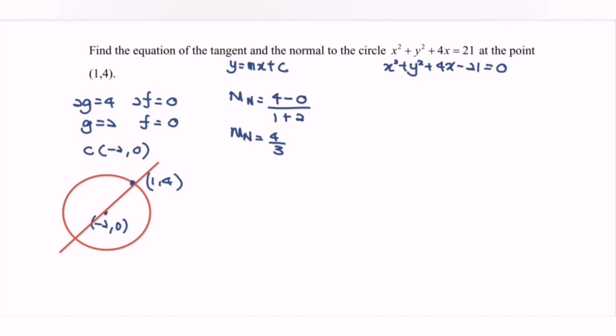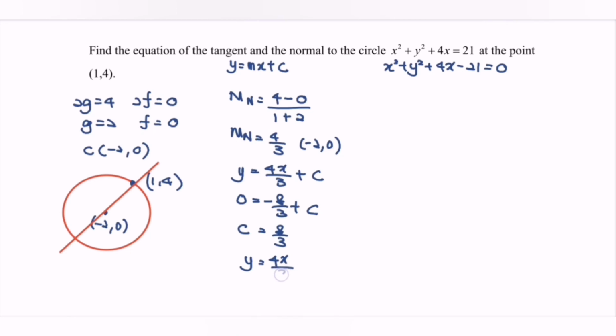Next, what we have to do is to find the equation of the normal. Gradient 4 over 3 and the point negative 2 and 0. So y is equal to 4x over 3 plus c. Kindly substitute the values negative 2 and 0. We will have 0 is equal to negative 8 over 3 plus c. So c will be equal to 8 over 3. From here, y is equal to 4x over 3 plus 8 over 3. That would be the normal to the circle.